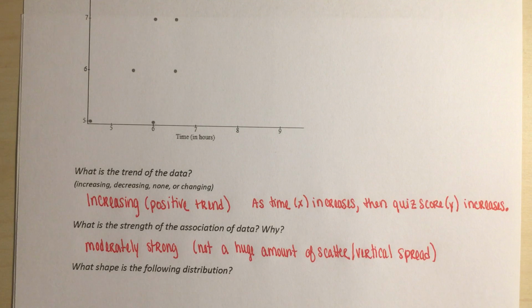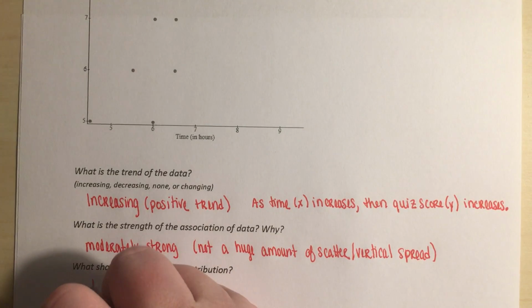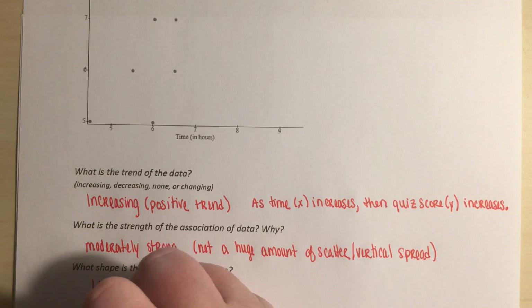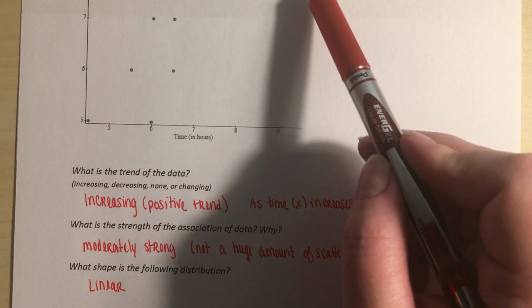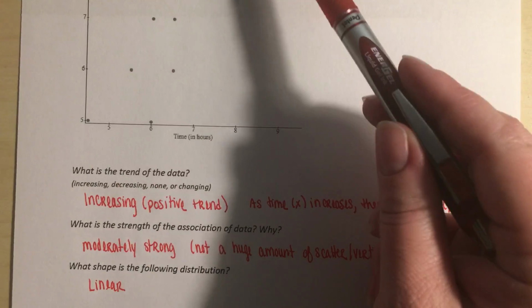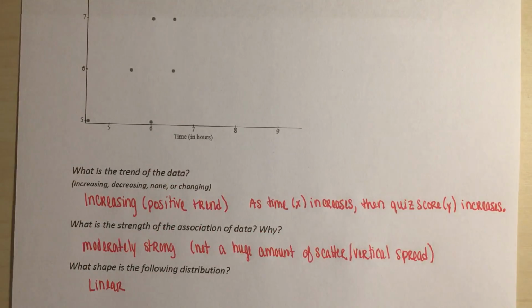Right. What is the shape of the distribution? Well, this appears to be pretty linear. We appear to be pretty much in a straight line. Again, aside from that one value that's over here, our data appears to create a straight line. It's not a big blob. It's not something that is better represented by a curve.